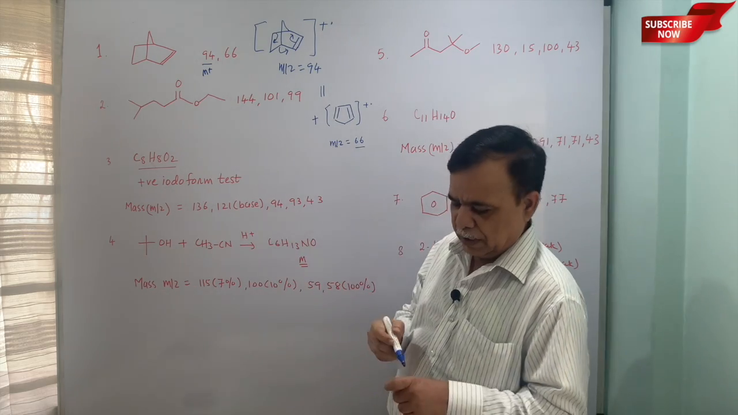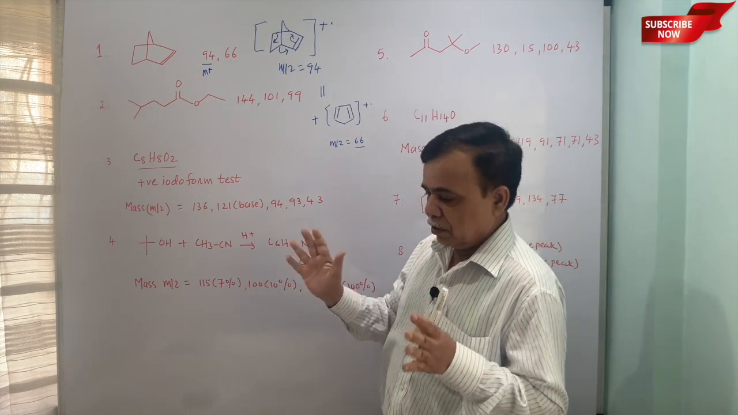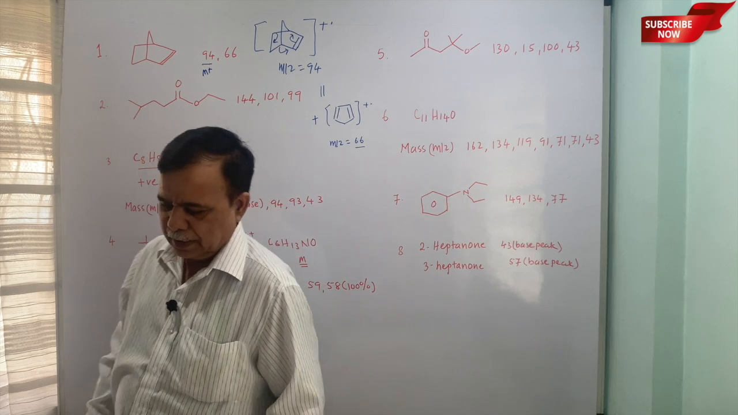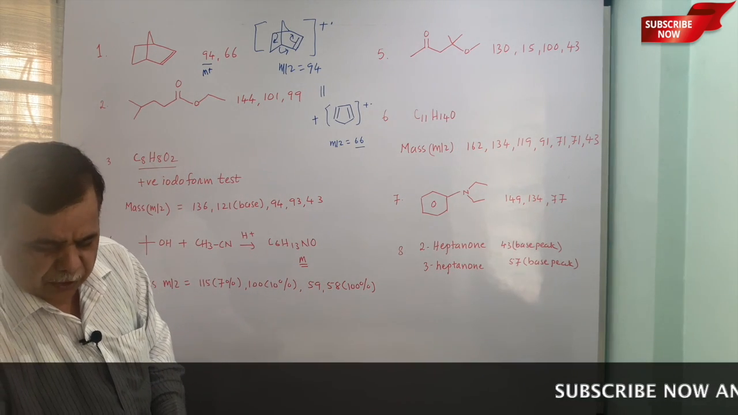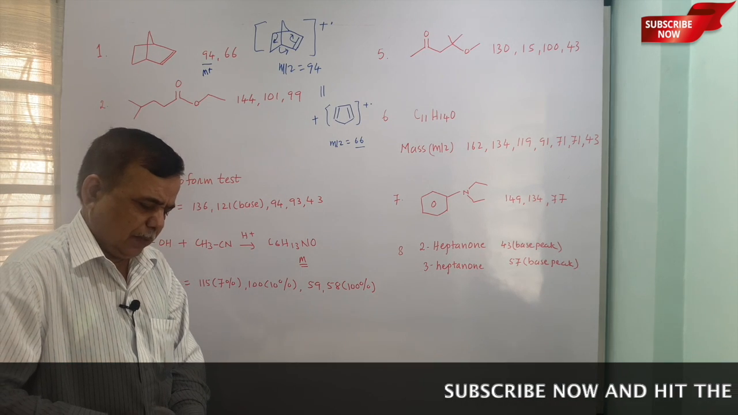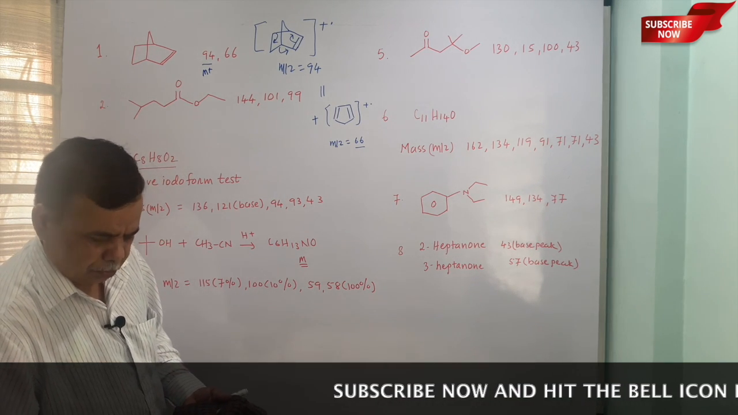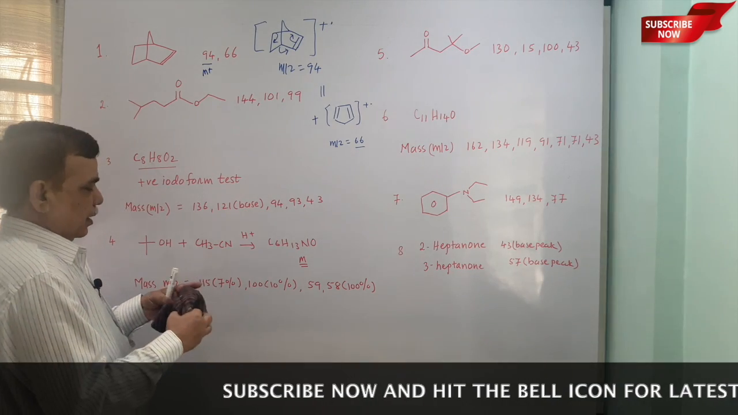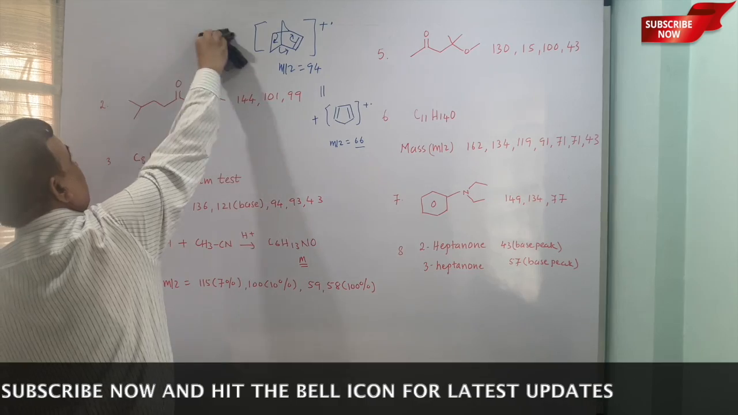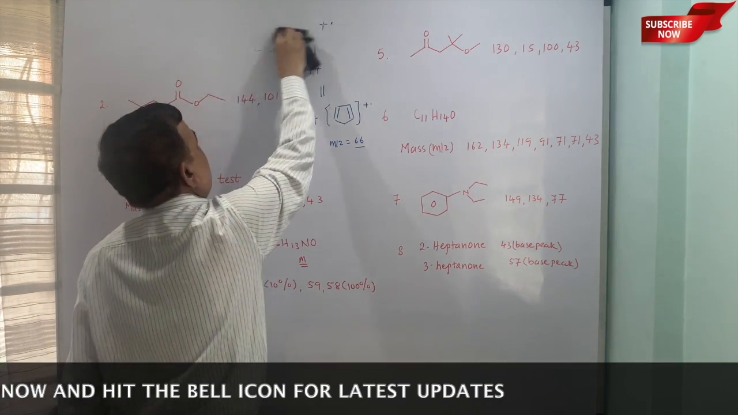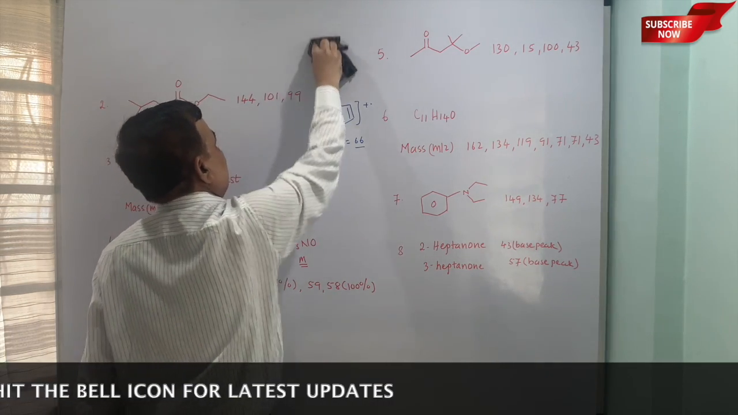So those two peaks, one is because of the molecular ion and second is because of the loss of a neutral molecule like ethylene. So those two peaks are the important peaks in this bicyclo compound. Now moving on to the second example.